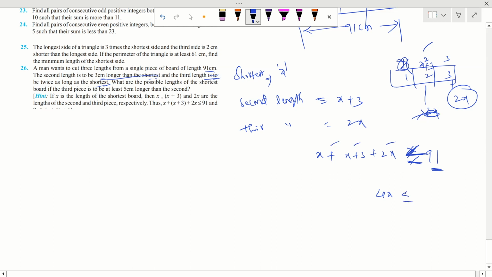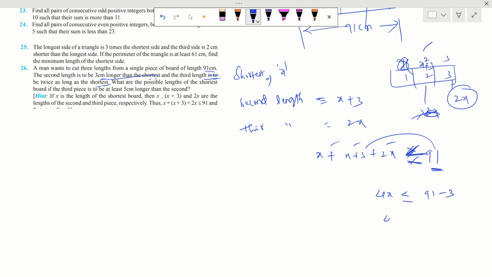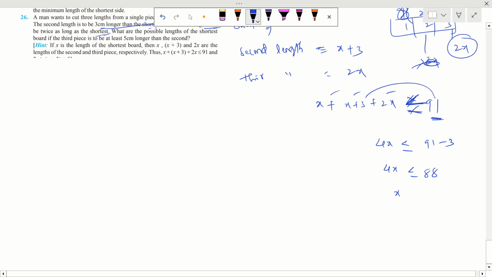4x plus 3 is less than or equal to 91. If we take 3 this side, then 91 minus 3, so 4x is less than or equal to 91 minus 3, which is 88. So x is less than or equal to 88 divided by 4, which is 22.